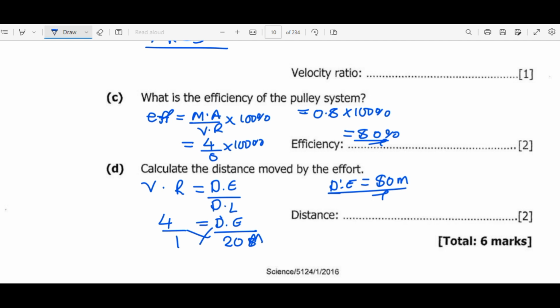You need to make sure that as you do calculations, your calculations abide by these principles. The first one is that the mechanical advantage is always less than the velocity ratio. So never calculate a mechanical advantage greater than the velocity ratio. Then the distance moved by the effort should be greater than the distance moved by the load. In our case, we can see that the distance moved by the effort is greater than 20 meters. So this is how we can answer a question on a pulley system.